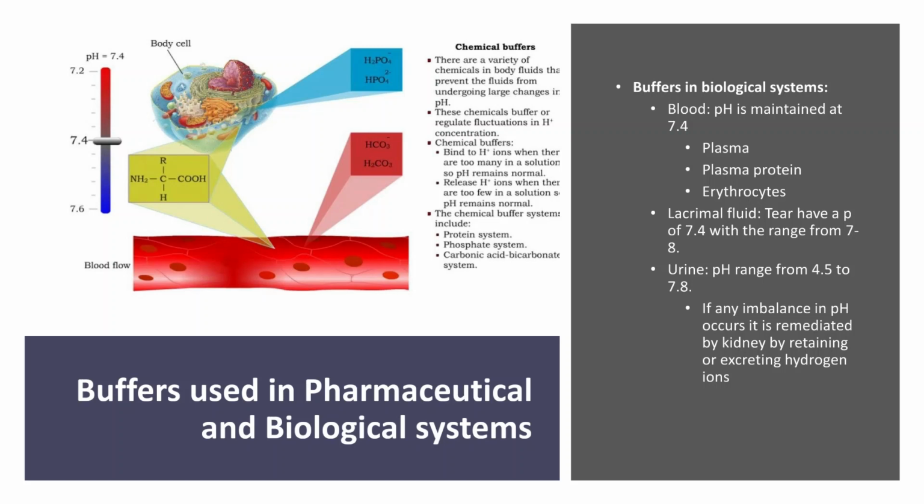So you can say the buffering system is working at three levels. The first is the blood as a pharmaceutical buffer, then the urine, and third, the lacrimal fluid. The fluid in our eyes also has to be maintained at a particular pH range.